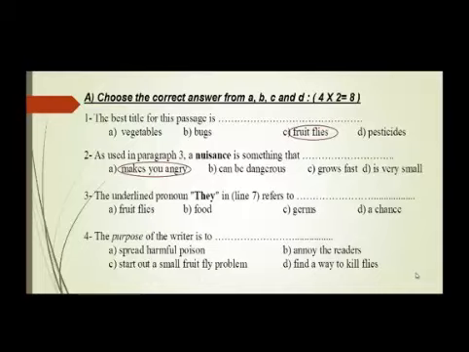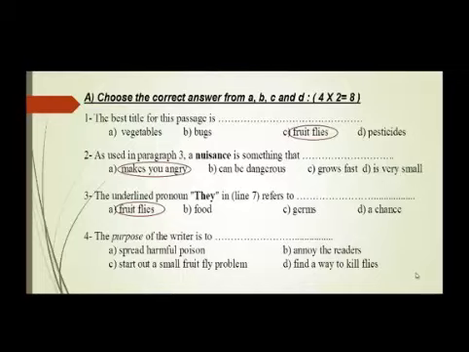Number 3, the underlined pronoun they in line 7 refers to what? A. fruit flies, B. food, C. jams, D. a chance. It refers back to fruit flies.